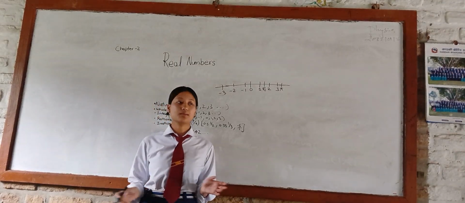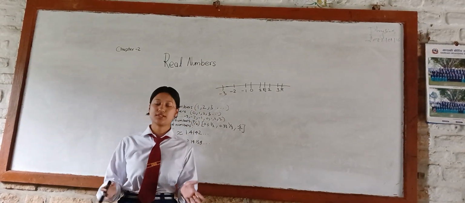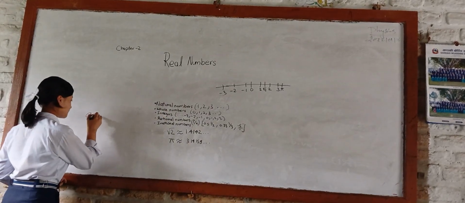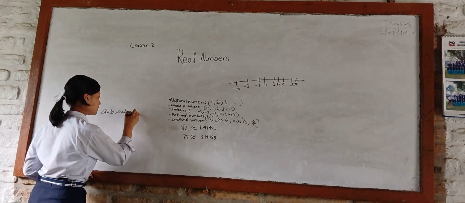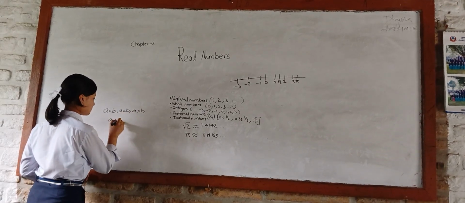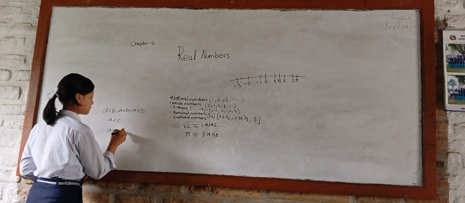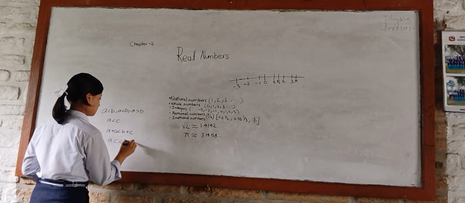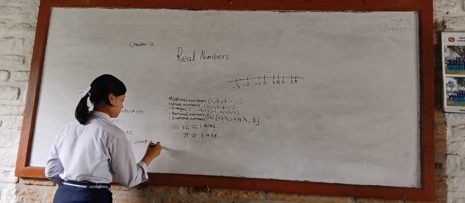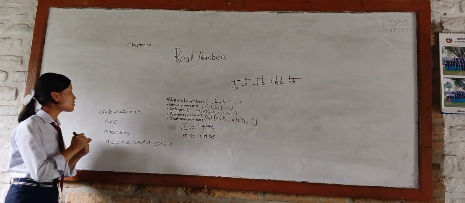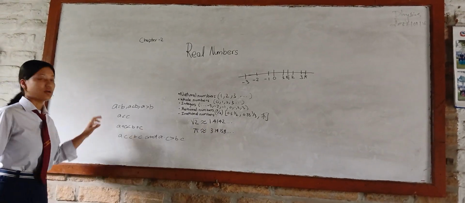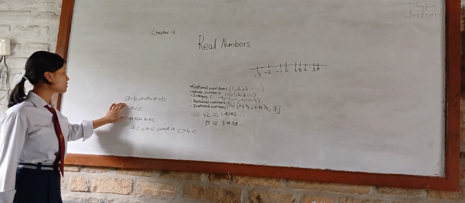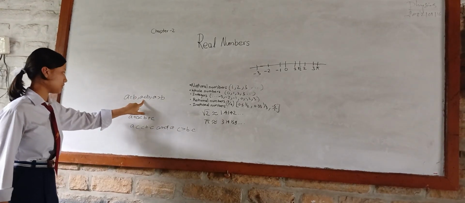Now I'm going to talk about laws, general representation of real numbers in the real line, and intervals. So the first law is the trichotomy law. In this law, for any a and b, one and only one of the following is true: either a equals b, a is greater than b, or a is smaller than b.